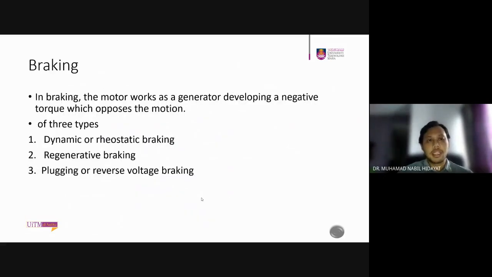In braking, your motor works as a generator, so it develops a negative torque which opposes the motion. You have three types of braking: dynamic or rheostatic braking, regenerative braking, and plugging or reversal of the voltage braking.